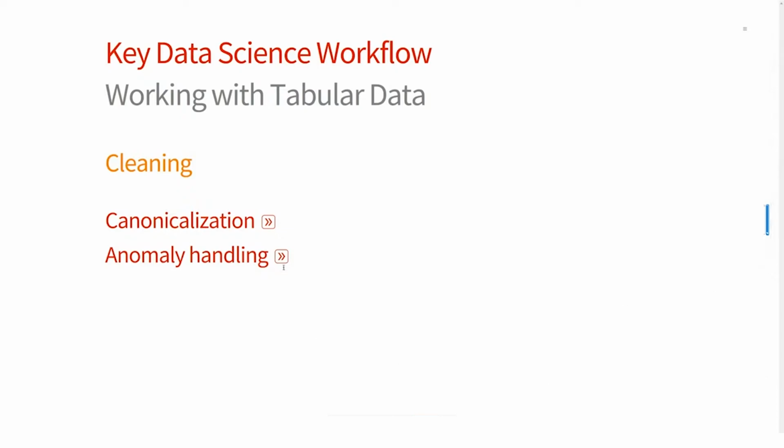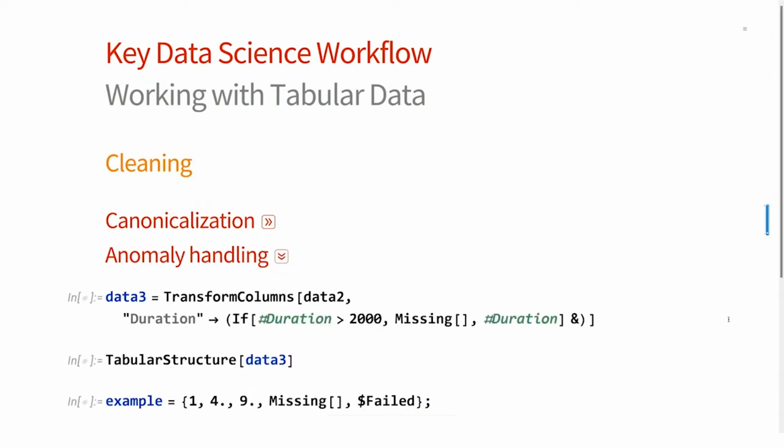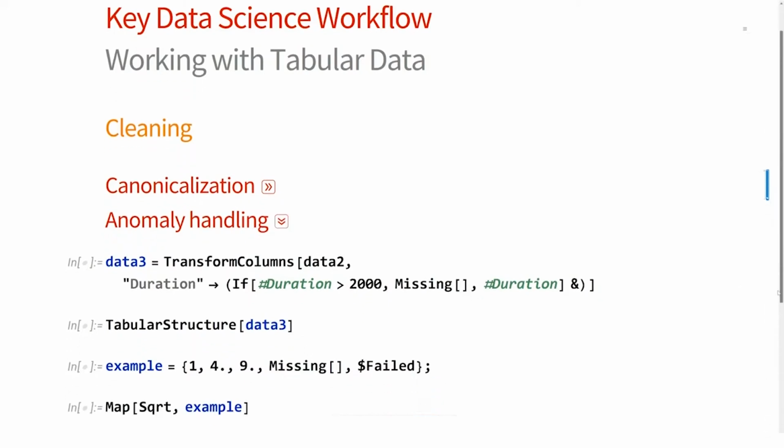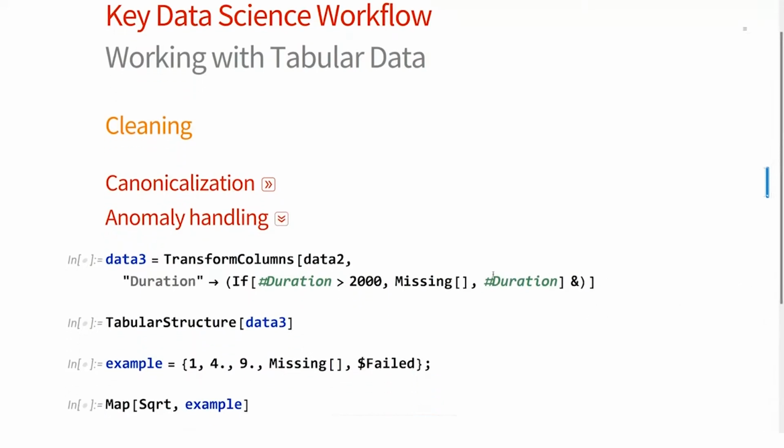And so the tabular framework deals with that as well. In my taxi cab data, I'm going to make an almost certainly false assumption here that no taxi journey can be more than 2,000 seconds. So I'm going to replace any durations above 2,000 with missing in the data set.